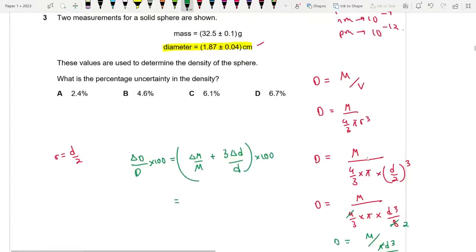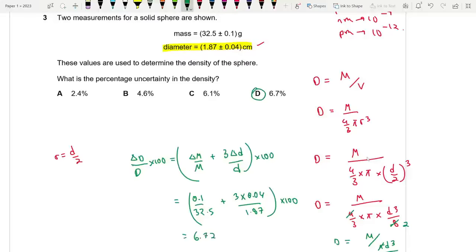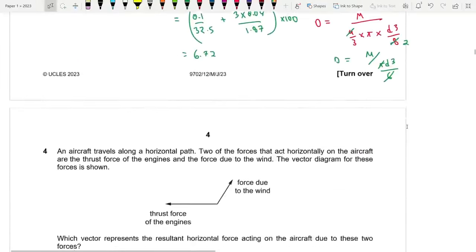So what are the values? It is 0.1 by 32.5 plus 3 times 0.04 by 1.87, times 100. So 0.1 by 32.5 plus 3 into 0.04 by 1.87 times 100%, which gives me a value of 6.72. So the closest answer is D, 3D. All right, let's move on.